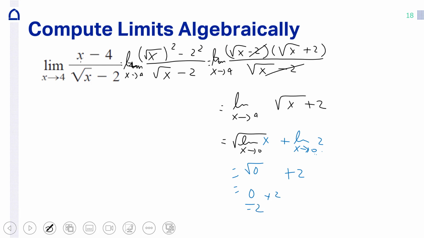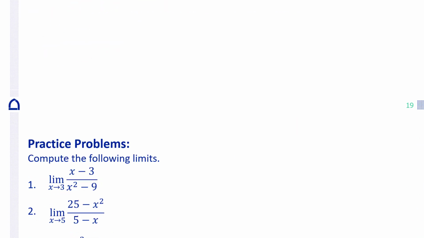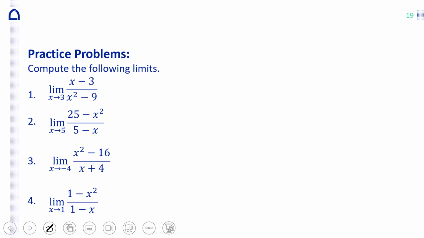Some people say it is better to multiply by the square root of x minus 2, which is the same thing, but I prefer this one. Now I will leave you to practice this one, but before that you have to know how to factorize algebraic terms, how to factorize a polynomial.